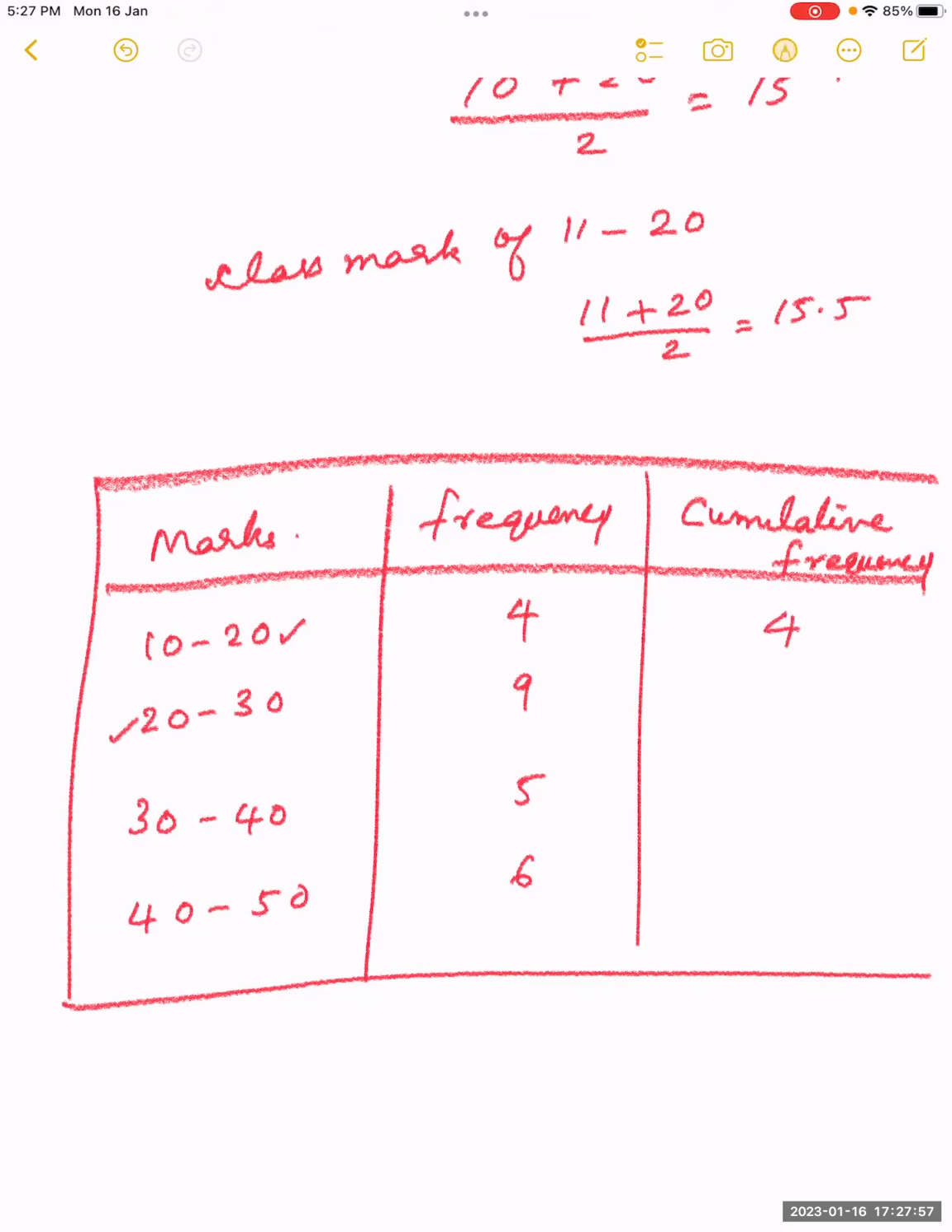4. Okay. Now the next thinking process is, starting from 10 to 30, what is the frequency? If the range is from 10 to 30, what would be the frequency? I'm not talking about 20 to 30. I'm talking about if it was from 10 to 30, what would have been the frequency? You just need to add 4 plus 9. What is it? 13.